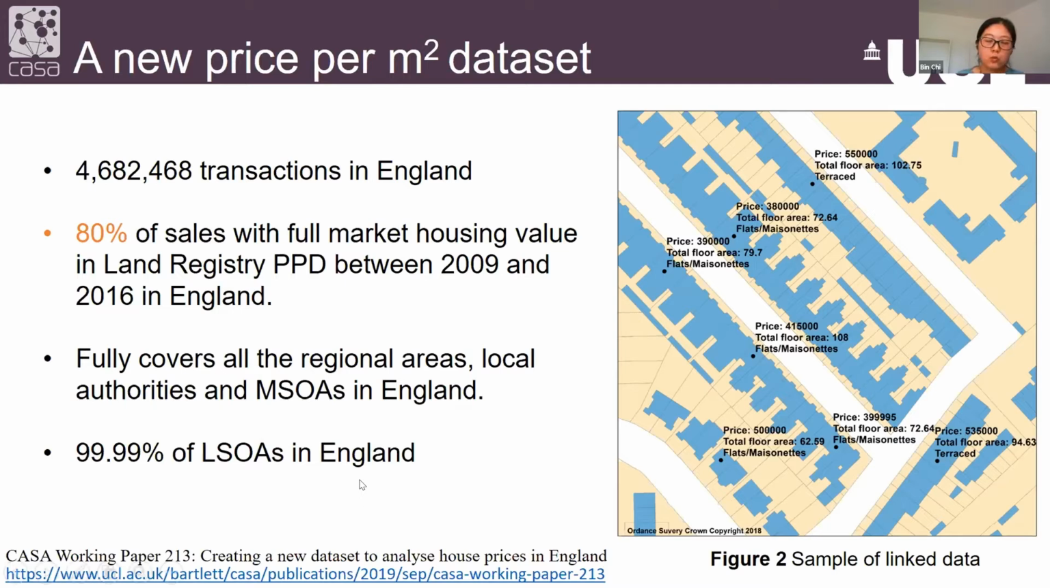So if you want to know more detail about how to create this geo-referenced house price per square meter data set, you can have a look at the CASA working paper 203. And on the right side is just to show you an idea of how this data set looks.